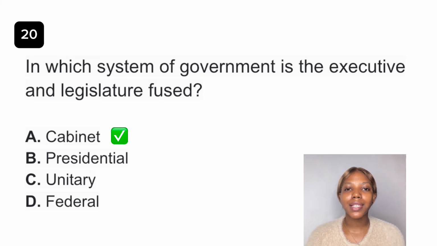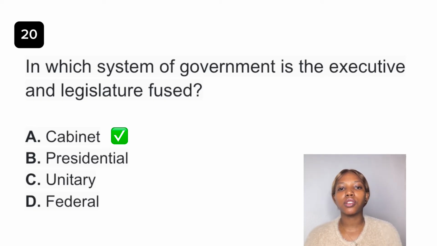Now, what this implies is that the head of government, which is also the prime minister, draws his cabinet from the members of the legislature. And do not forget that the prime minister's sole function is the executive function. So he draws his cabinet from the members of the legislature. Okay, so you can see the fusion of power between the executive and the legislature. So the answer to this question is option A, cabinet.